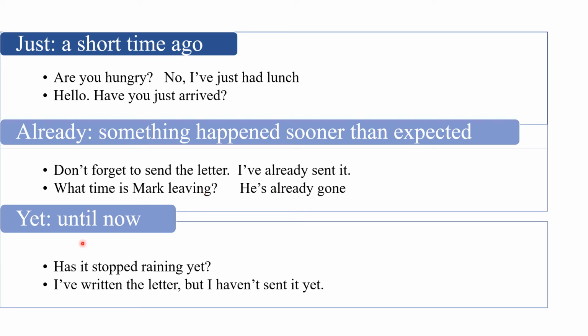Similarly, yet means until now. It can be used as, "Has it stopped raining yet?" or "I have written the letter but I haven't sent it yet." So for words like just, already and yet we use a present perfect tense.